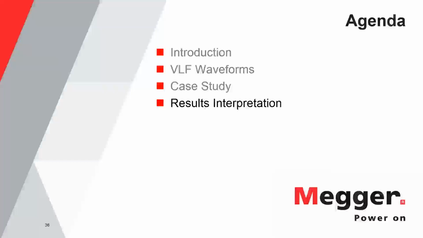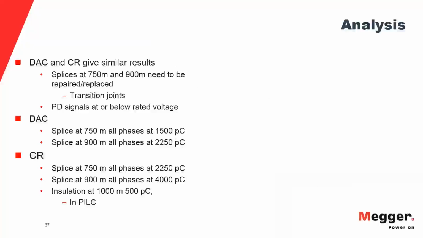I talked about this a little bit. The splice at 750 meters had problems on all three phases, up to 1,500 picocoulombs. And the splice at 900 meters showed all three phases up to 2,250 picocoulombs. With the cosine rectangular, very similar, except slightly higher numbers. And the problem in the insulation at 1,000 meters was in some paper lead cable.